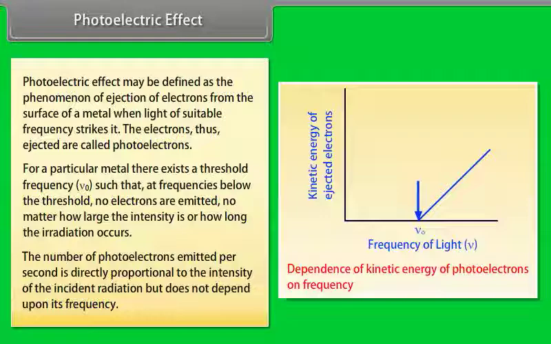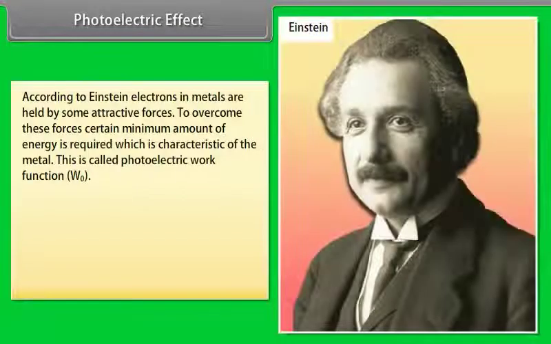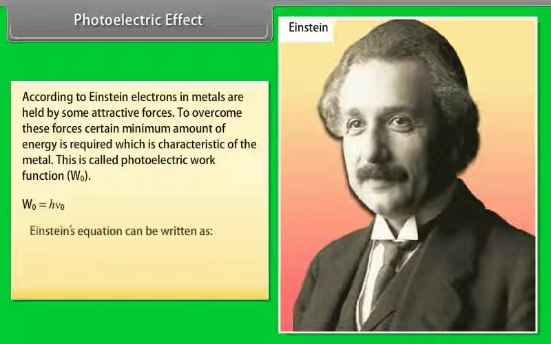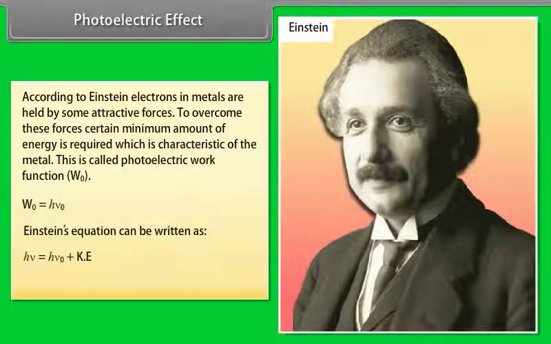The number of photoelectrons emitted per second is directly proportional to the intensity of the incident radiation but does not depend upon its frequency. According to Einstein, electrons in metals are held by some attractive forces. To overcome these forces, certain minimum amount of energy is required, which is characteristic of the metal. This is called photoelectric work function W0. W0 is equal to h nu naught. Einstein equation can be written as h nu is equal to h nu naught plus KE. KE is equal to h nu minus h nu naught.